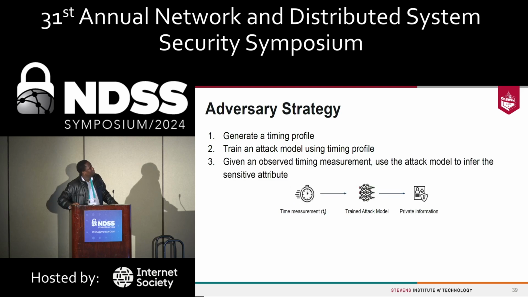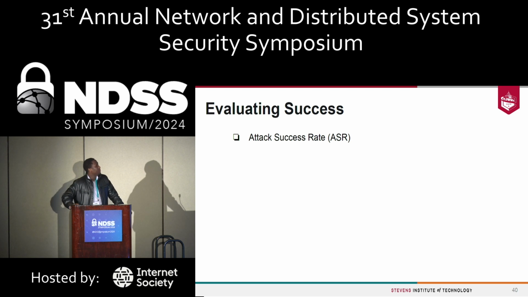And then the attacker leverages this trained attack model to infer the sensitive attribute. That is, once the attacker is able to capture the timing measurement of a victim's input to the adaptive neural network, the attacker can then infer what the sensitive attribute of the user is from just the timing measurement. So in order to evaluate the success of the attacker, we adopt the following metrics.